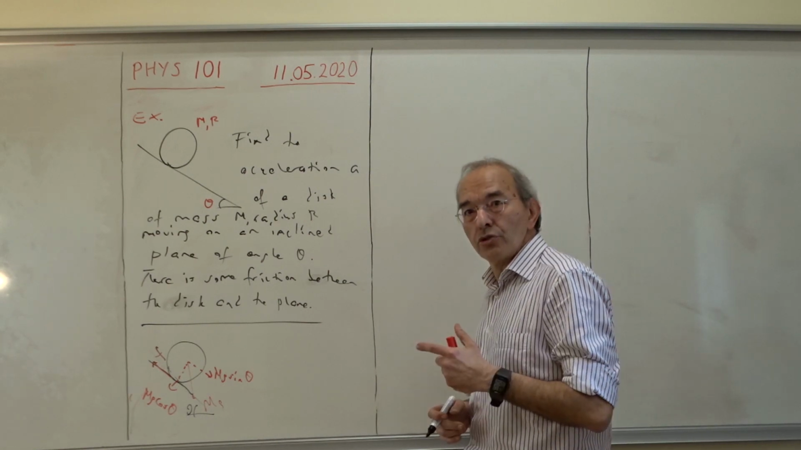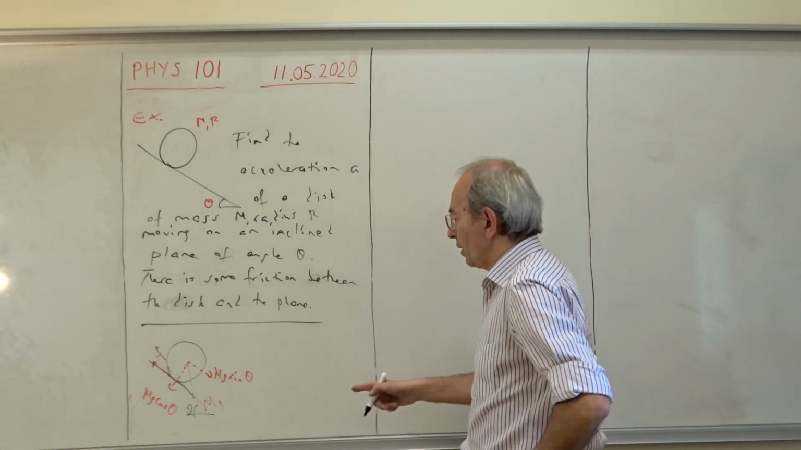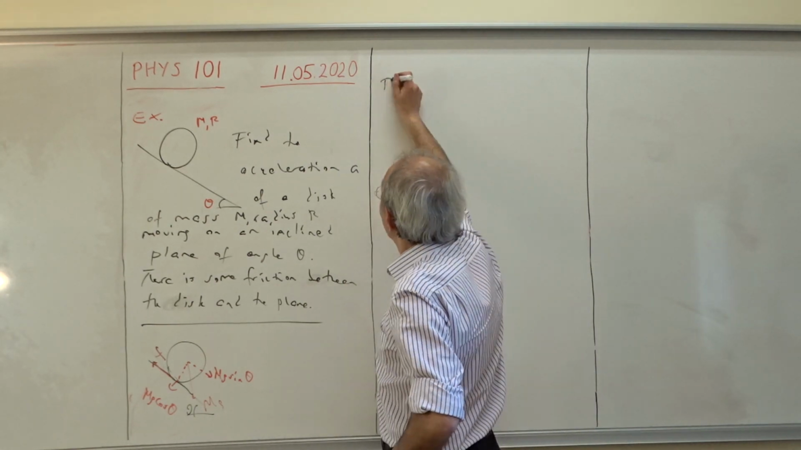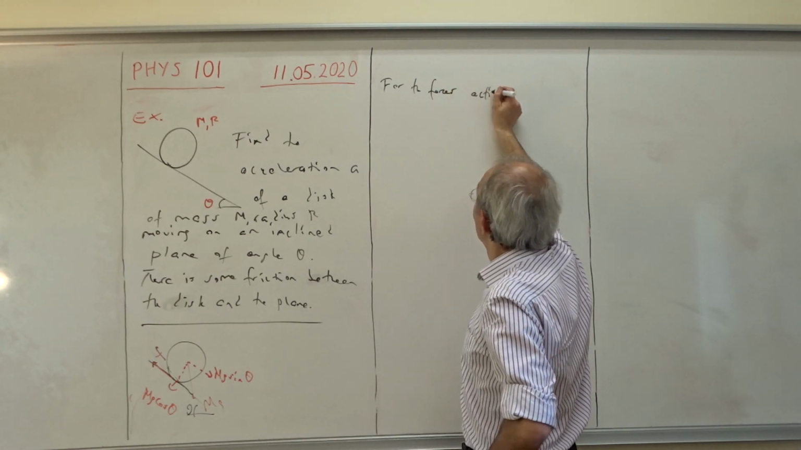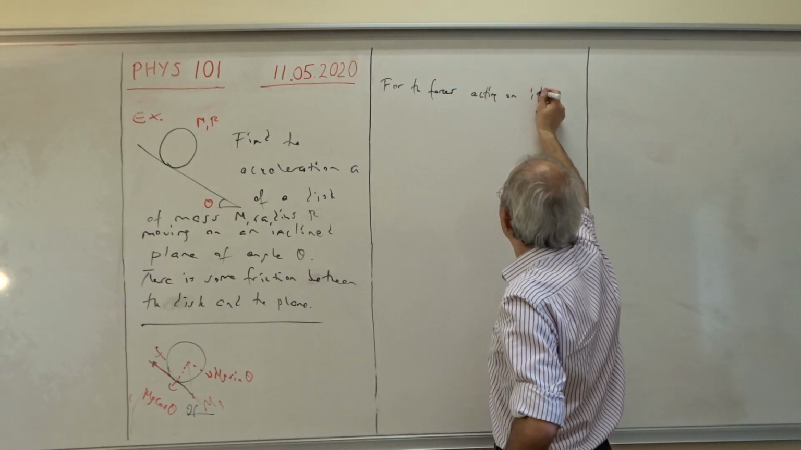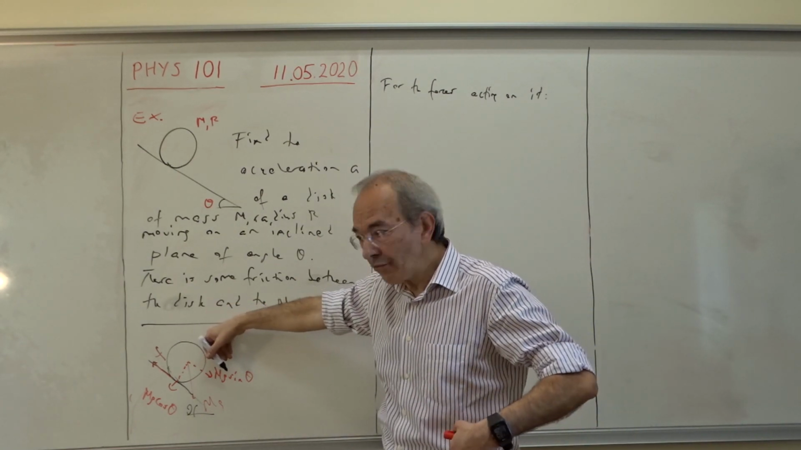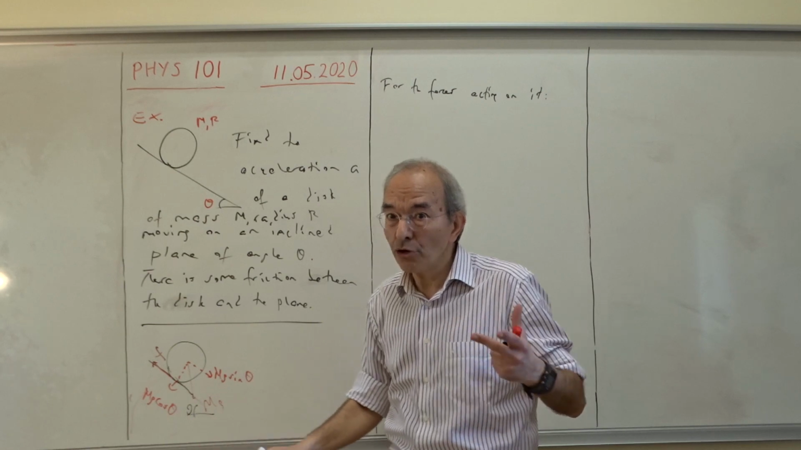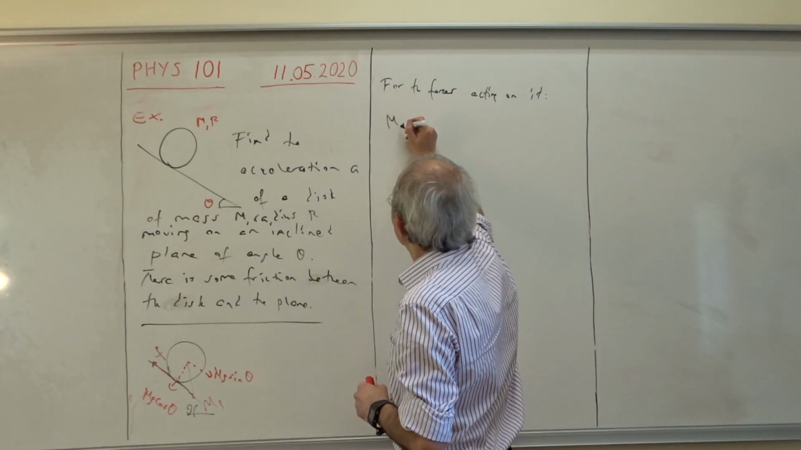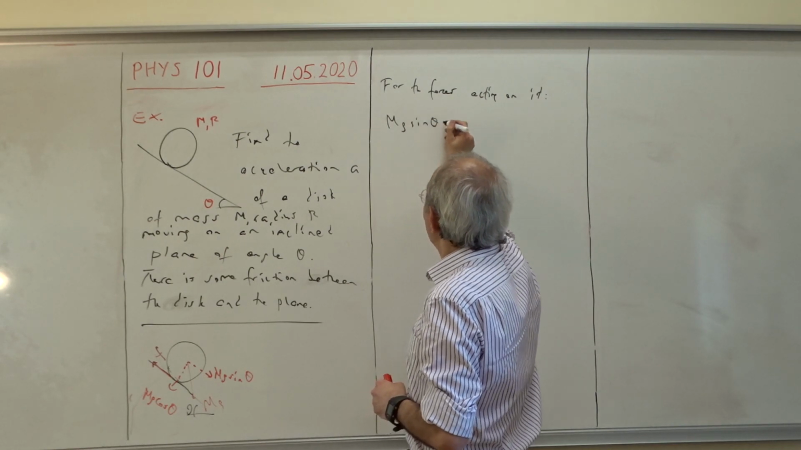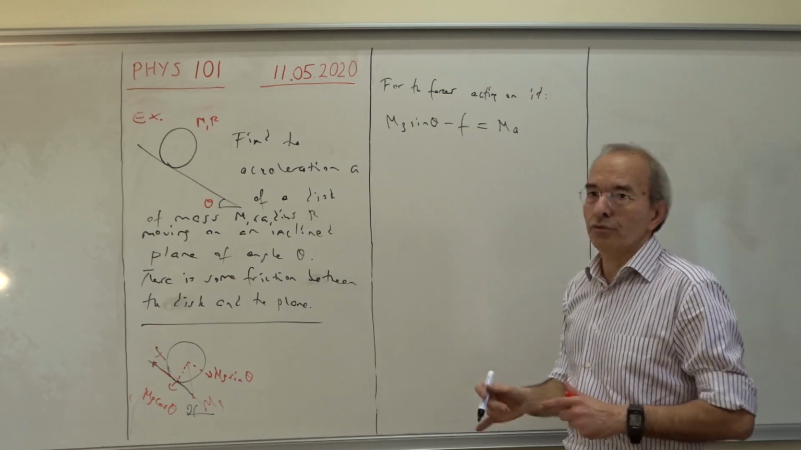Alright, first consider the forces without the torque, and then the torques. For the forces acting on the object, the net force is mg sine theta downward minus f upward, and they are not the same, so mg sine theta is a bit greater. So it is mg sine theta minus the friction equals m times a. f is unknown, a is unknown.